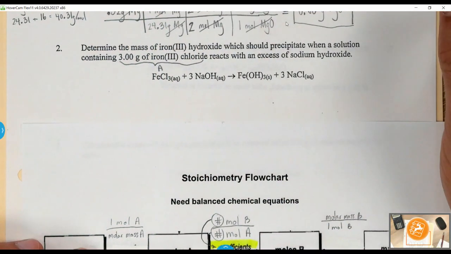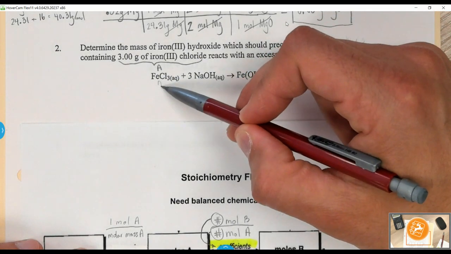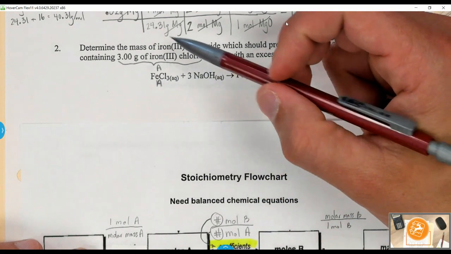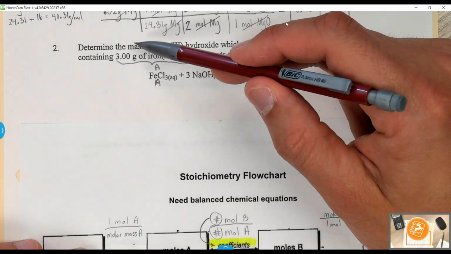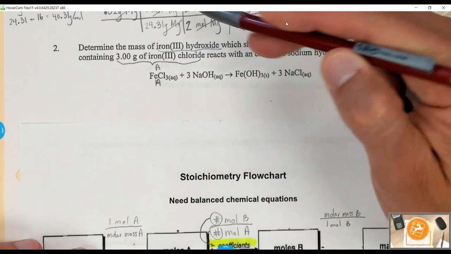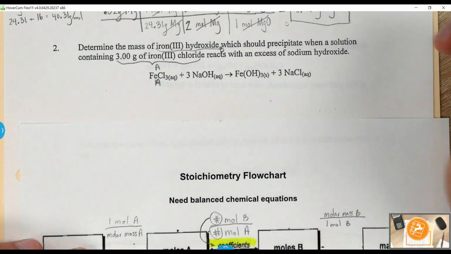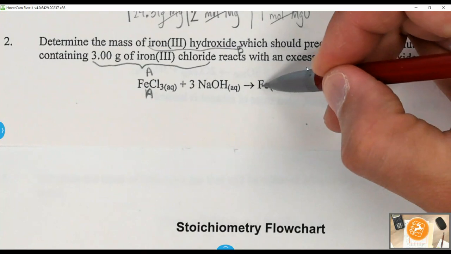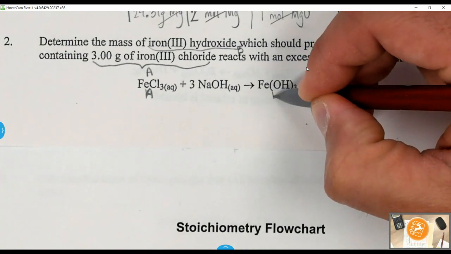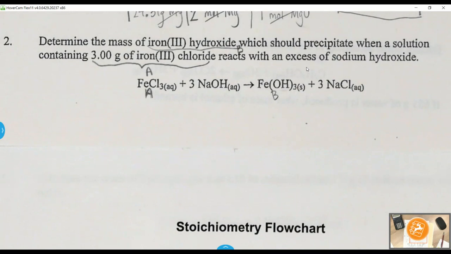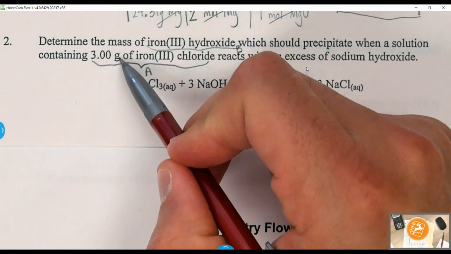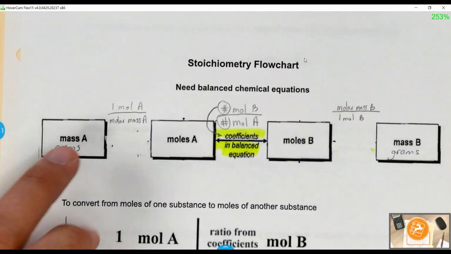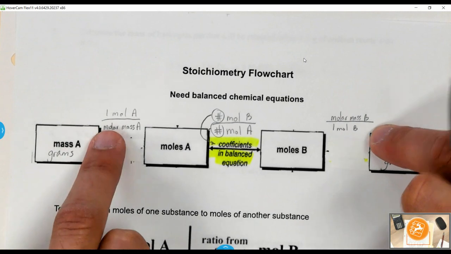How do I know what's iron 3 chloride? That's iron 3 chloride. And what do they actually want? Determine the mass of iron 3 hydroxide. That is your substance B. So we need to determine, okay, who is what? Hydroxide is OH, so this is our substance B. Yep, because we're in grams of something and we want mass of something else, we are going to be going from grams to grams, so we're going to need the molar mass of these.